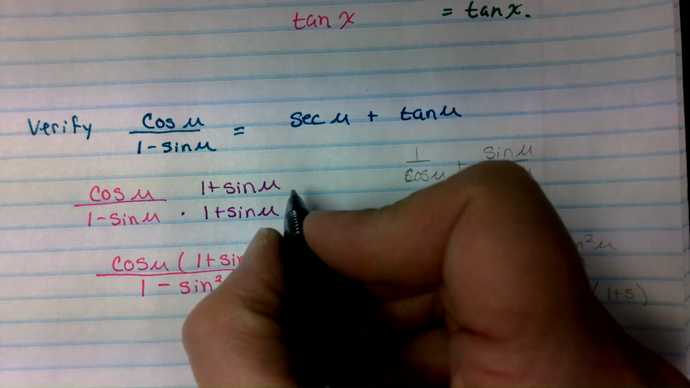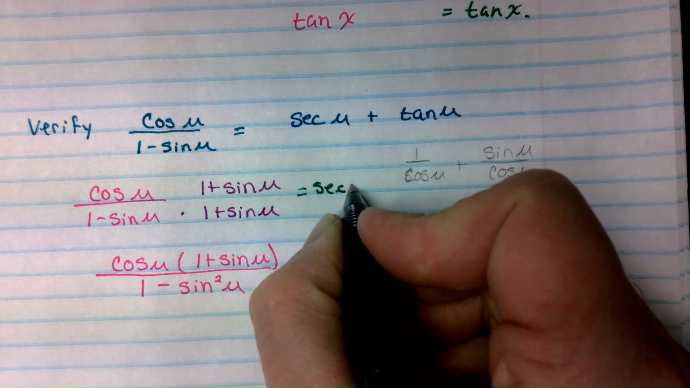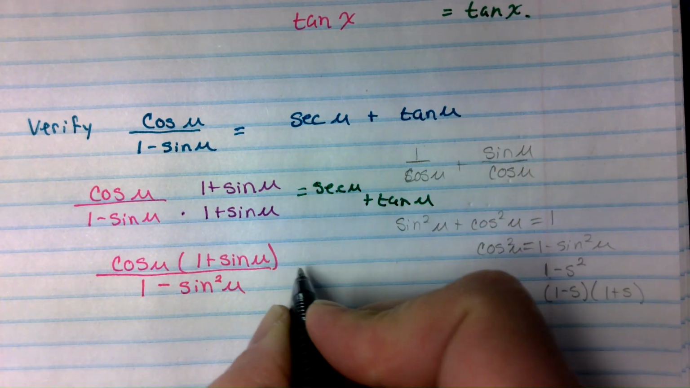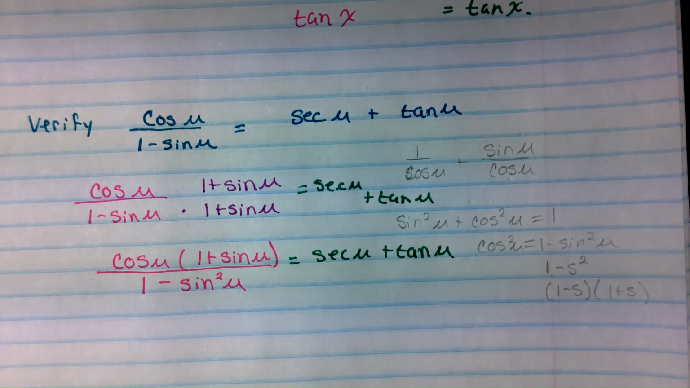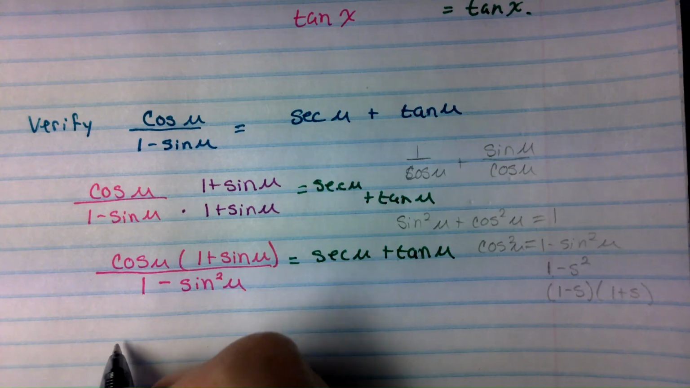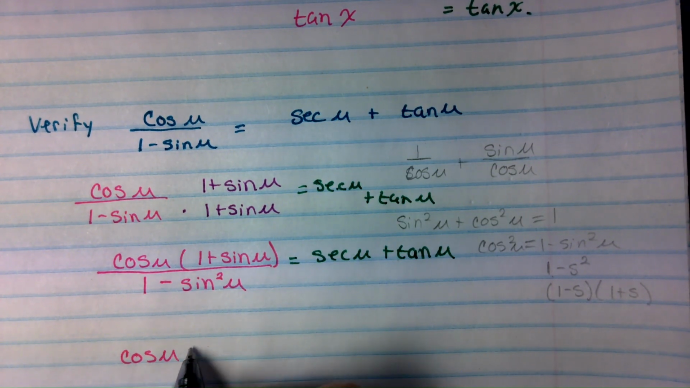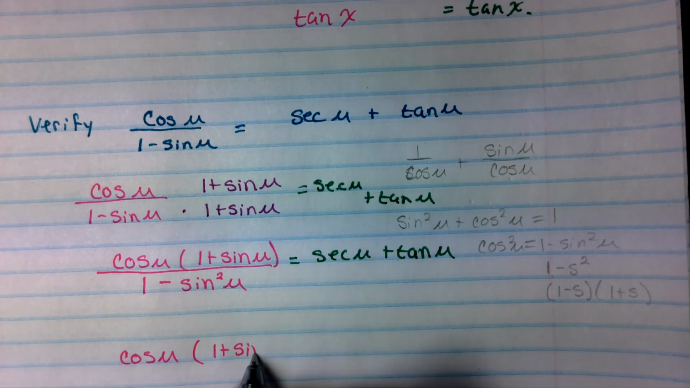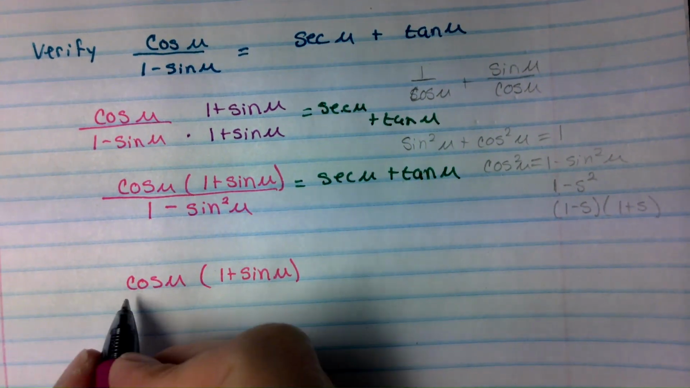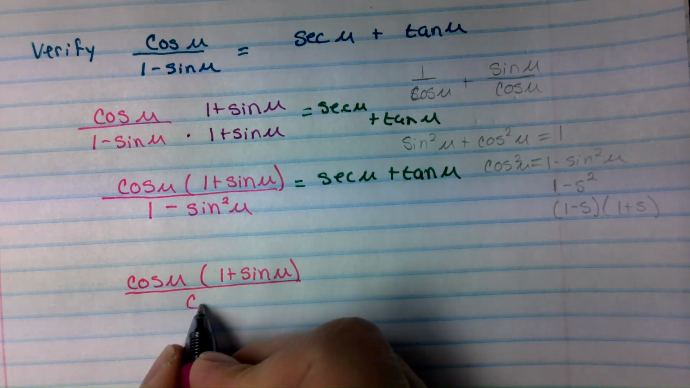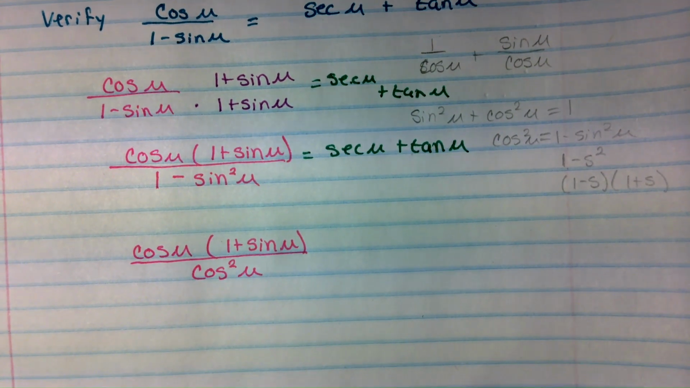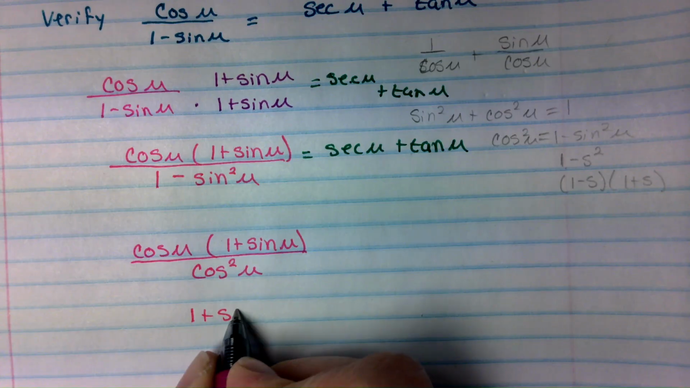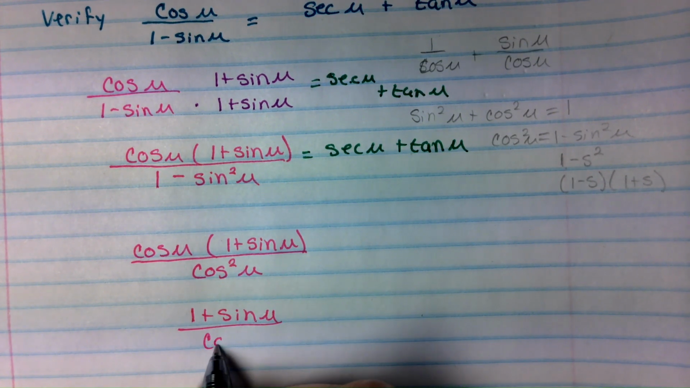And of course, we're still trying to prove that this is equal to secant mu plus tangent of mu. We're trying to make both sides look exactly the same. I just am choosing to work the left side. You could have worked the right side. So now we'll have cosine of mu multiplied by 1 plus sine of mu. I'm going to use the Pythagorean identity in the denominator, so 1 minus sine squared is cosine squared. Now, cosine and cosine squared reduces, so we'll have 1 plus sine of mu divided by cosine of mu.